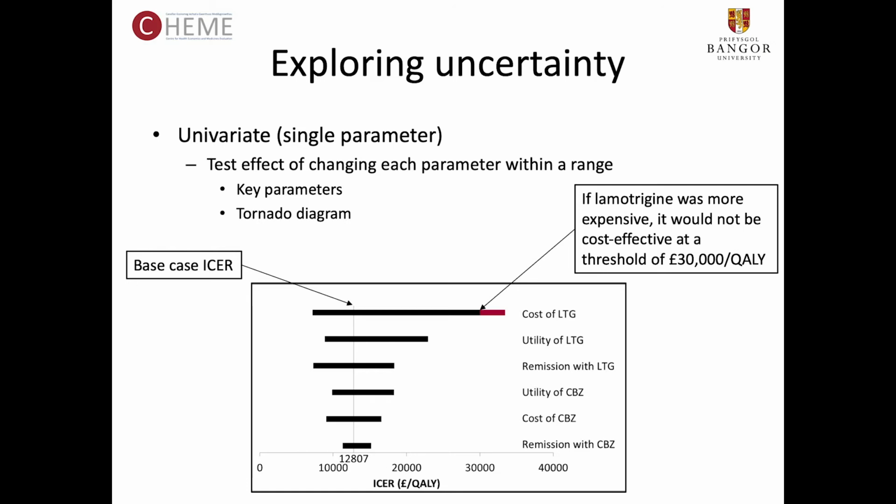The vertical line at the middle here would represent the base case, the mean incremental cost effectiveness ratio, and the either side would represent the change from that with different assumptions.